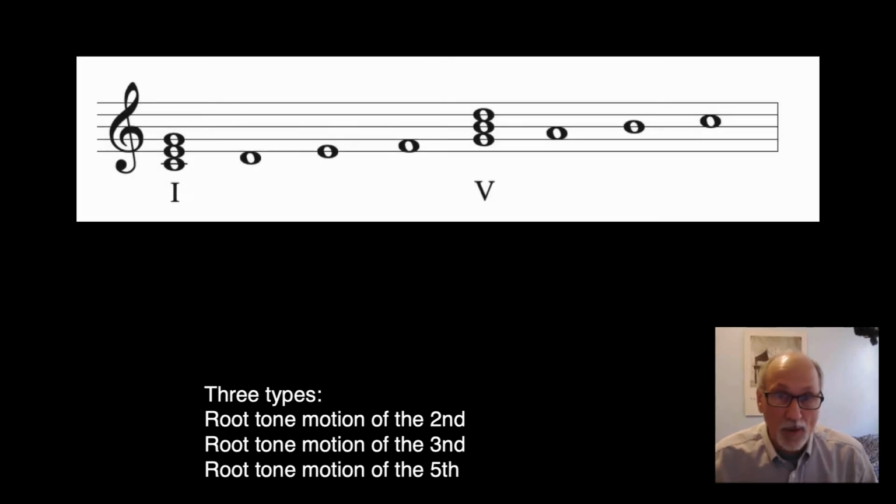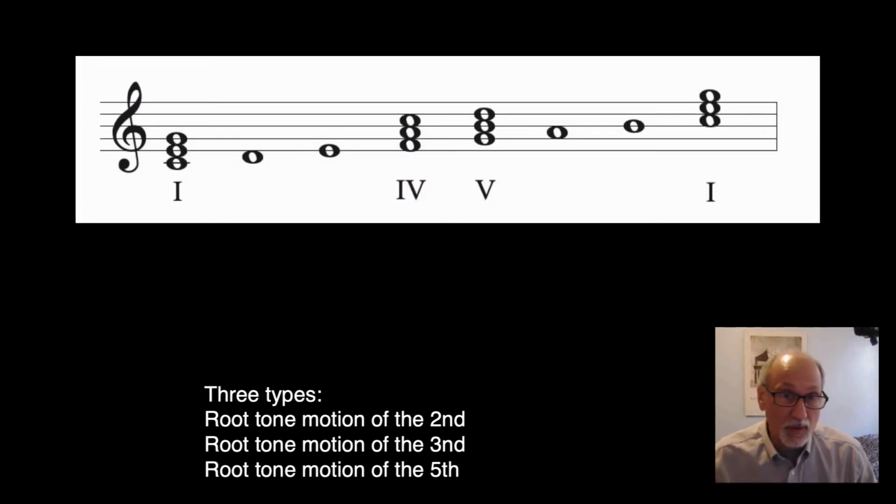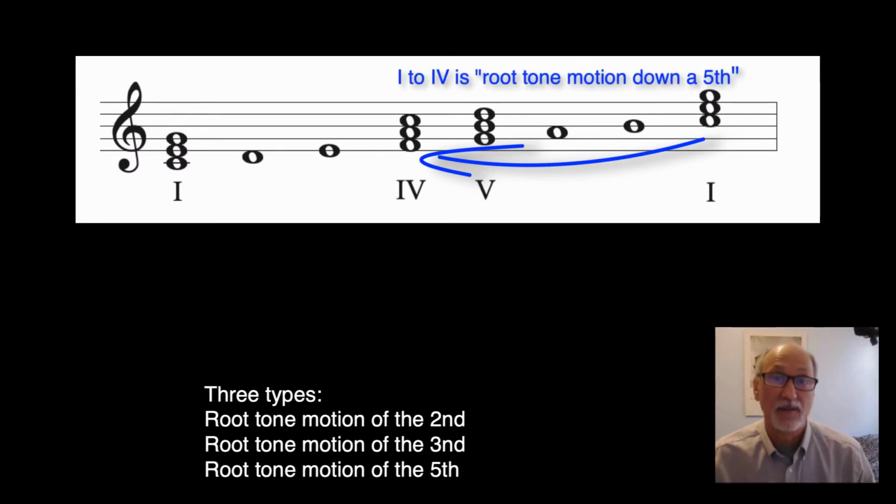Now, when a 1 chord moves to a 5 chord, we'll say that that is root tone motion of the fifth, going up a fifth. When a 1 chord moves to a 4 chord, you might say, well, that's root tone motion of the fourth, but we want to just limit root tone motion to seconds, thirds, and fifths. So when 1 goes to 4, we're going to say that's down a fifth, which in fact a 1 chord to a 4 chord is down a fifth. So the root tone motion designation is the theoretic distance of the root tone motion, not necessarily the actual distance found in the bass line.